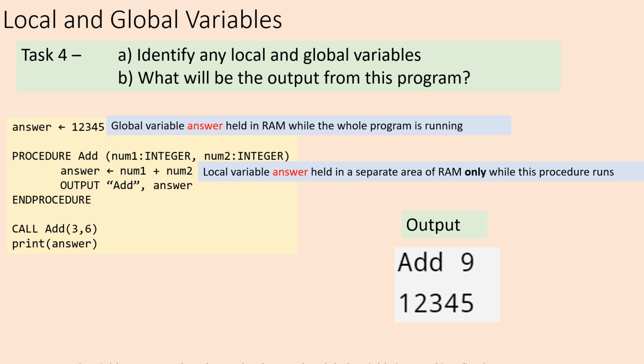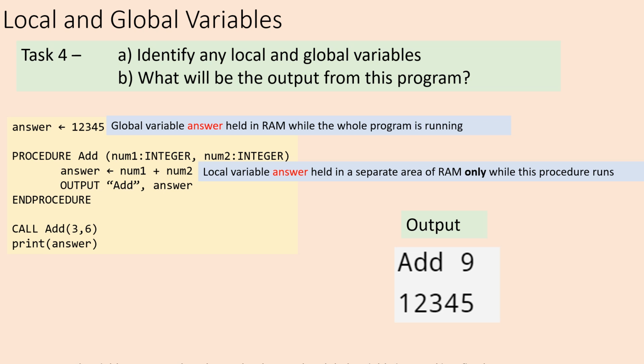Okay, so in terms of the output, let's just run this through. So answer is a global variable that's held in RAM. Our subprogram is held in RAM, waiting to be called. We call it add36. We've got our two arguments. 3 is passed to the parameter num1. 6 is passed to the parameter num2. So we know what num1 and num2 are. We can add them together. So 3 plus 6 is 9.